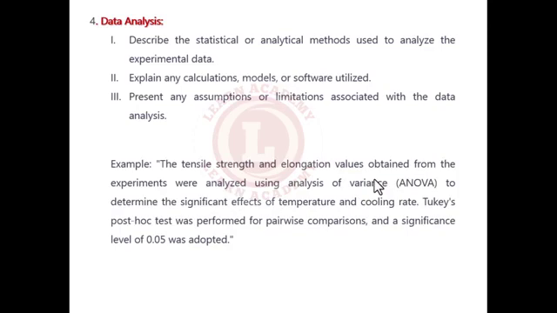For example, the tensile strength and elongation values obtained from the experiment were analyzed using analysis of variance to determine the significant effects of temperature and cooling rates. Tukey's post-hoc test was performed for pairwise comparison and a significance level of 0.05 was adopted. You can see how that is laid out.